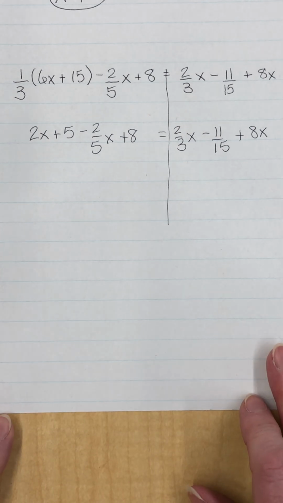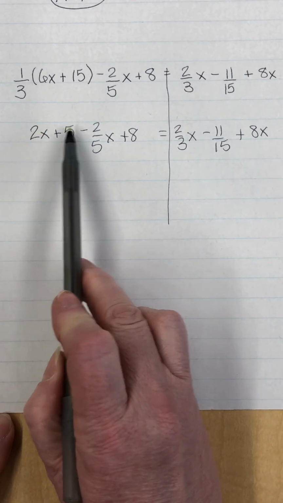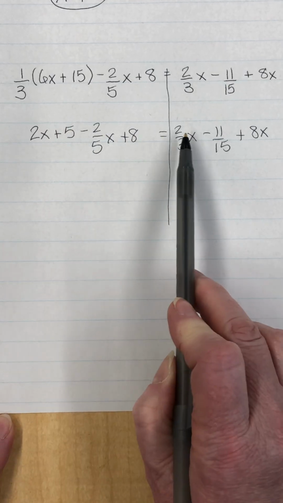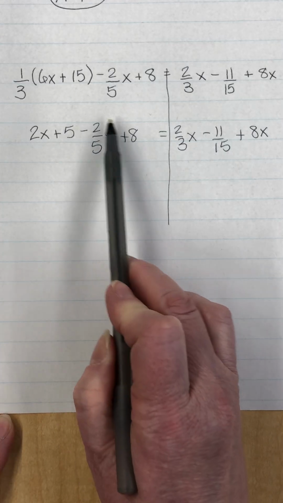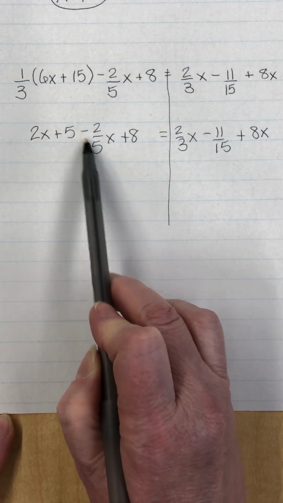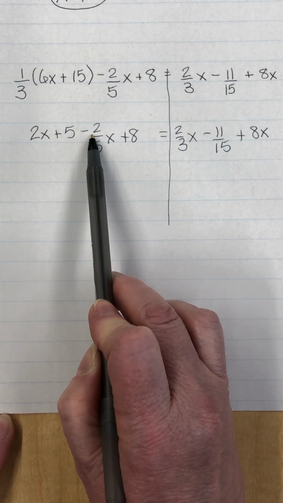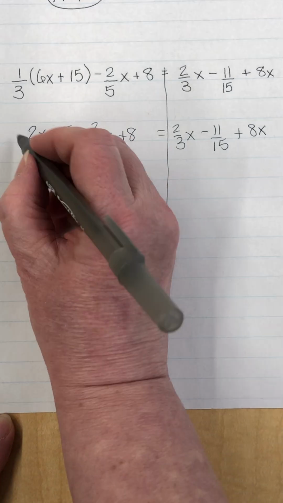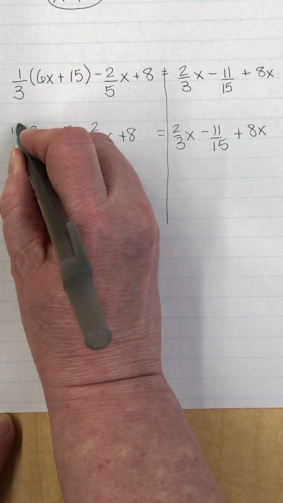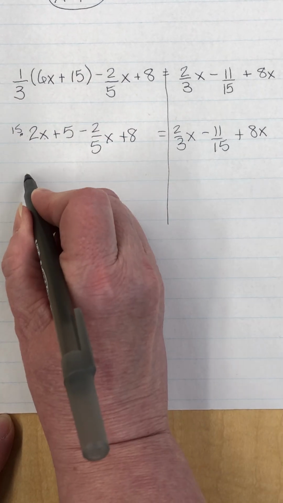In this case, every single term, so I have 1, 2, 3, 4 terms over here, and 1, 2, 3 terms over here. Remember, a term is the monomial, or the item, that is separated by an adding or subtracting. So every single item needs to be multiplied by 15. So I'm going to multiply 15 by 2x and get 30x.